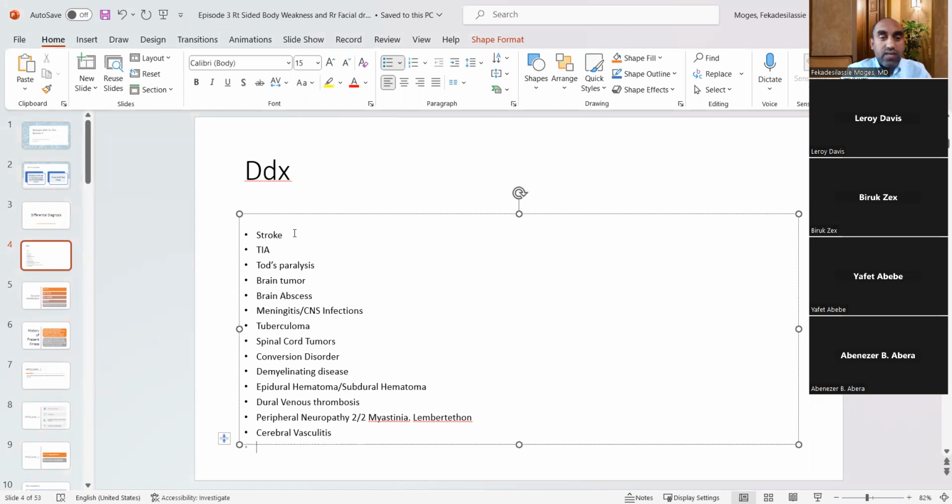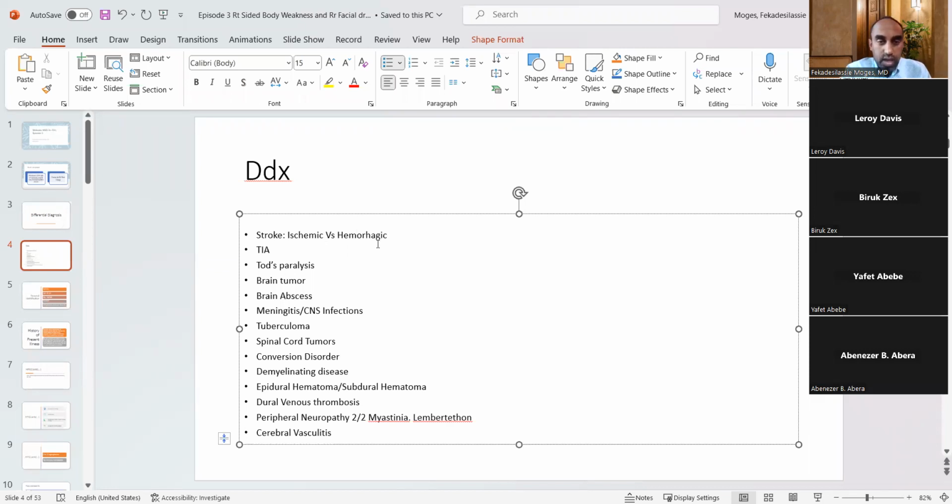So what kind of stroke are you thinking? Do you want to be specific? When you say stroke, it's broad. There are different types. So which one do you want to consider in this patient? Or what are the possibilities of the different types of strokes? We could further specify if it's an ischemic stroke or a hemorrhagic stroke. Ischemic versus hemorrhagic. Okay, sounds good.